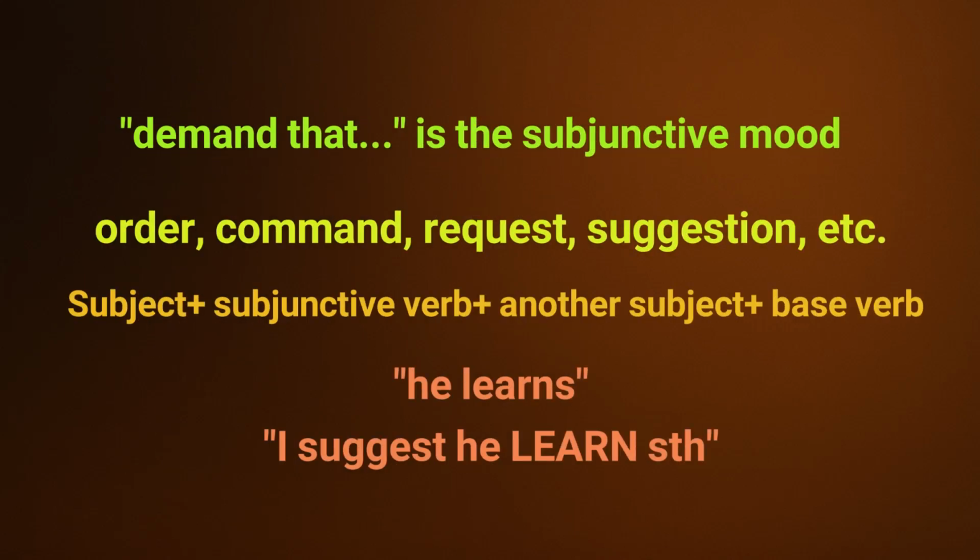Alright, this structure, demand that, is the subjunctive mood. Verbs that indicate an order, command, request, suggestion, etc. take the subjunctive mood, and this is how we form it: subject plus subjunctive verb plus another subject plus base verb. Usually we say he learns, but with the subjunctive mood we say I suggest he learn, which is the base form of the verb.